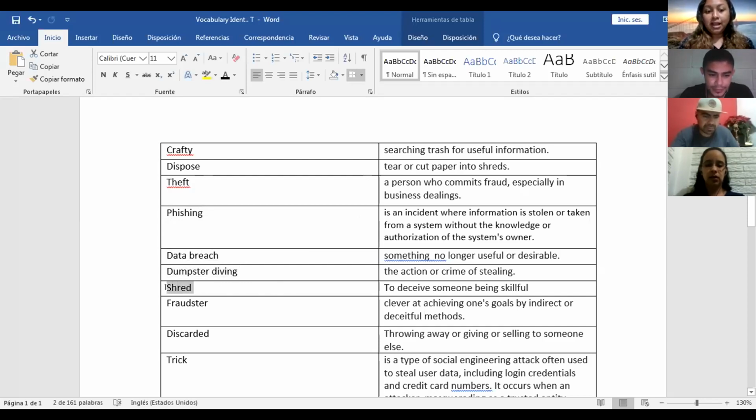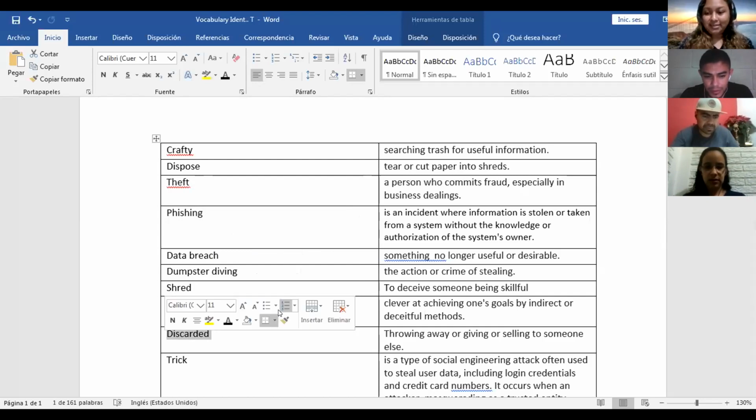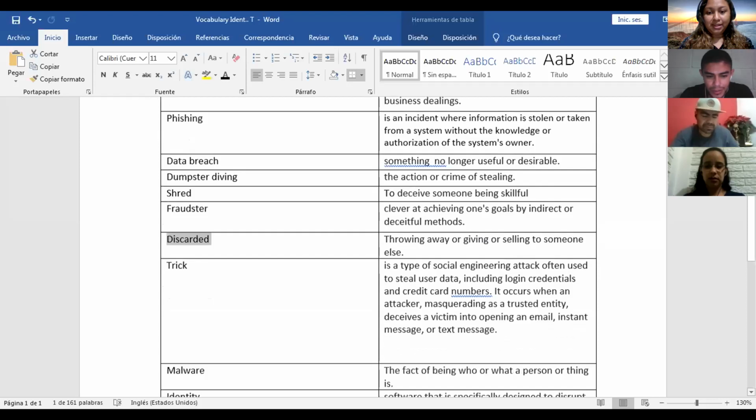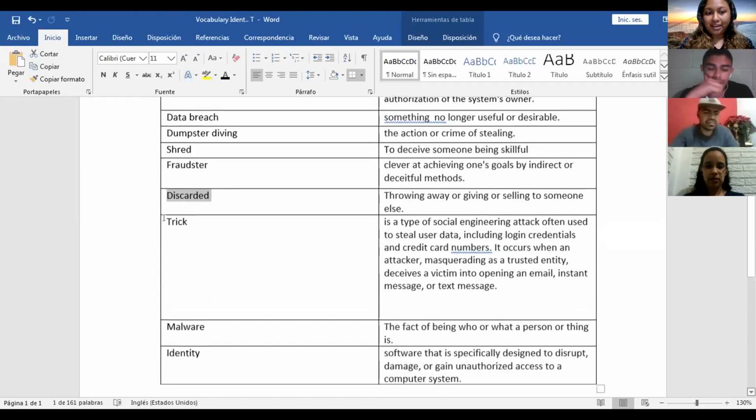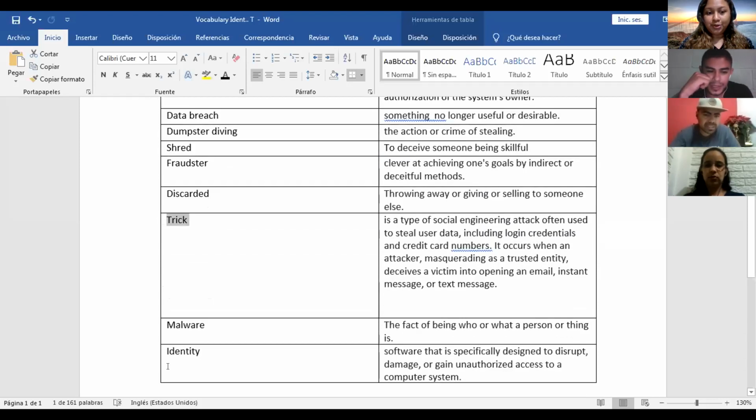The next one is shred. Shred. The next one is fraudster. Fraudster. This one is discarded. Discarded. Now, the next one is trick. Trick. Okay.